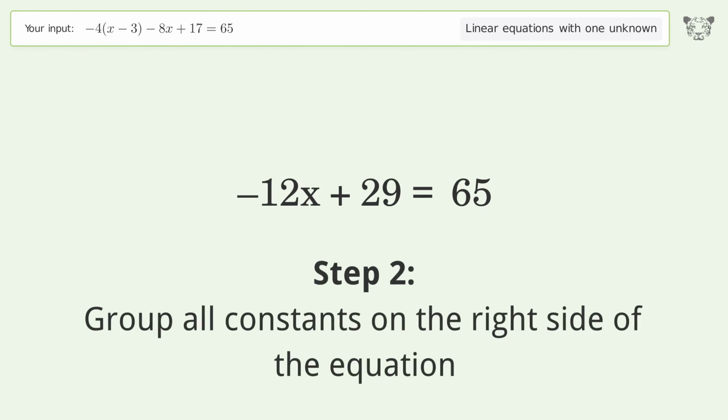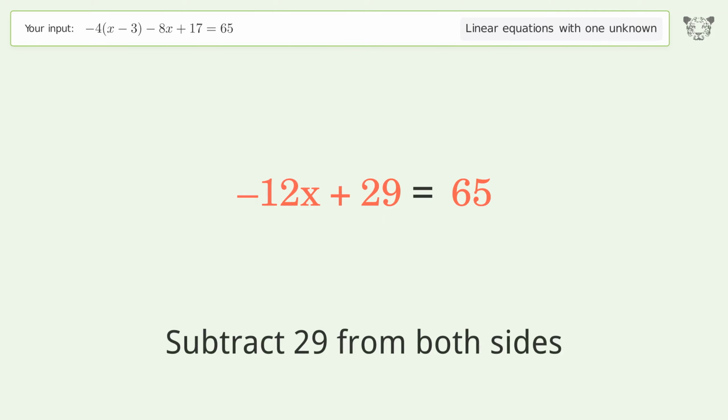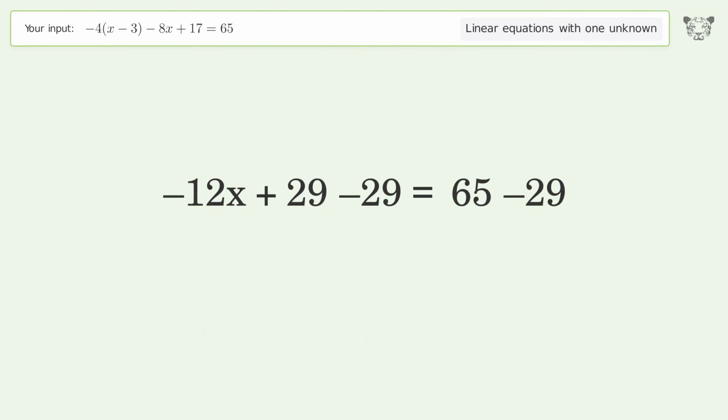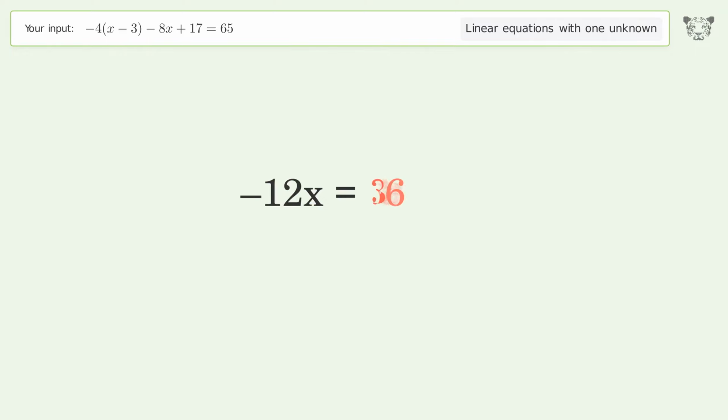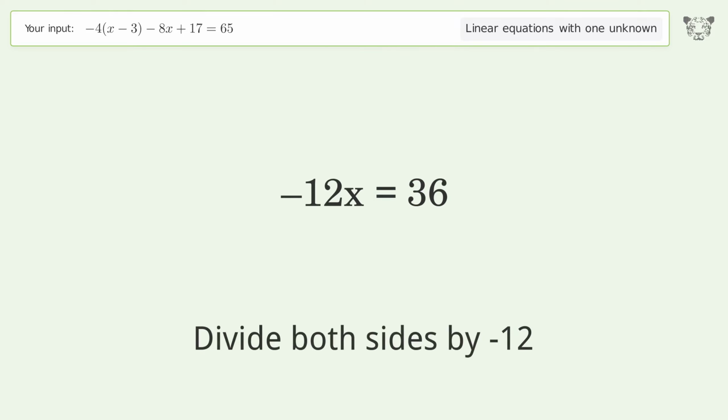Group all constants on the right side of the equation. Subtract 29 from both sides. Simplify the arithmetic. Isolate the x. Divide both sides by -12.